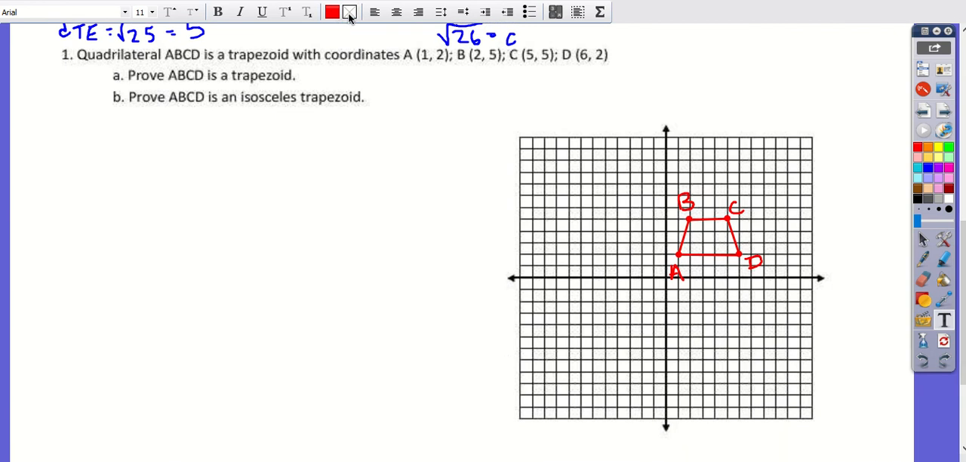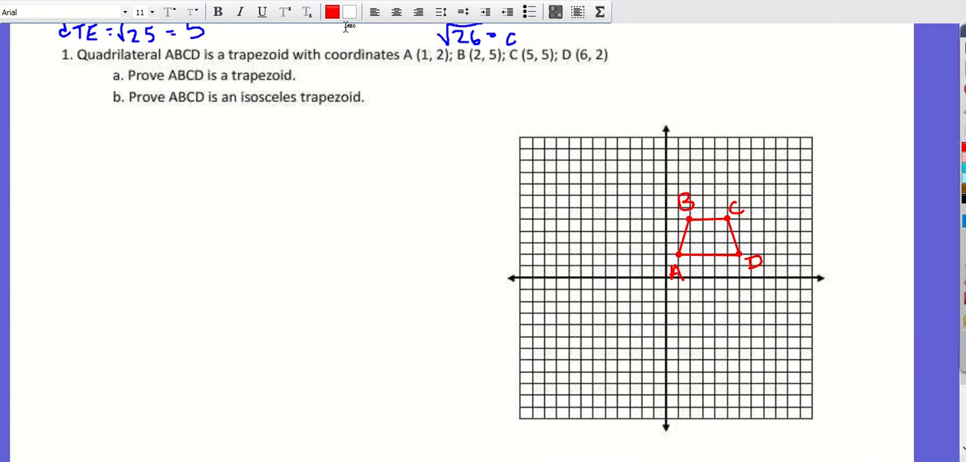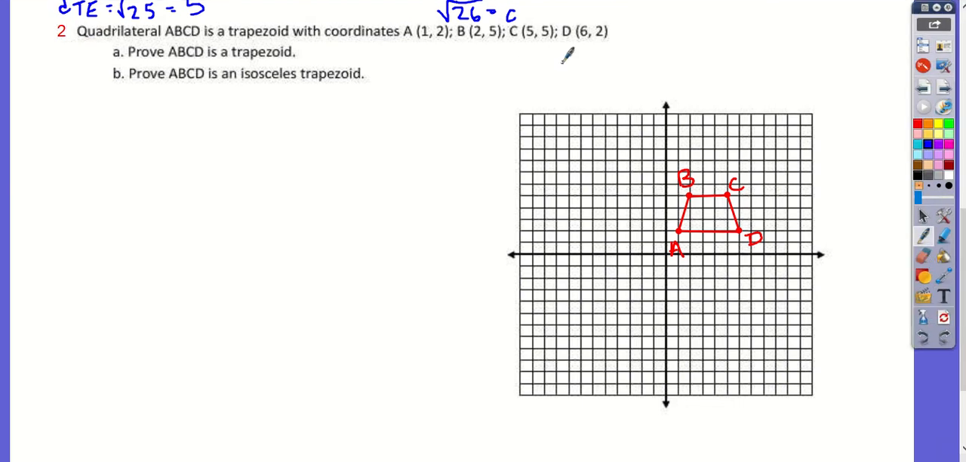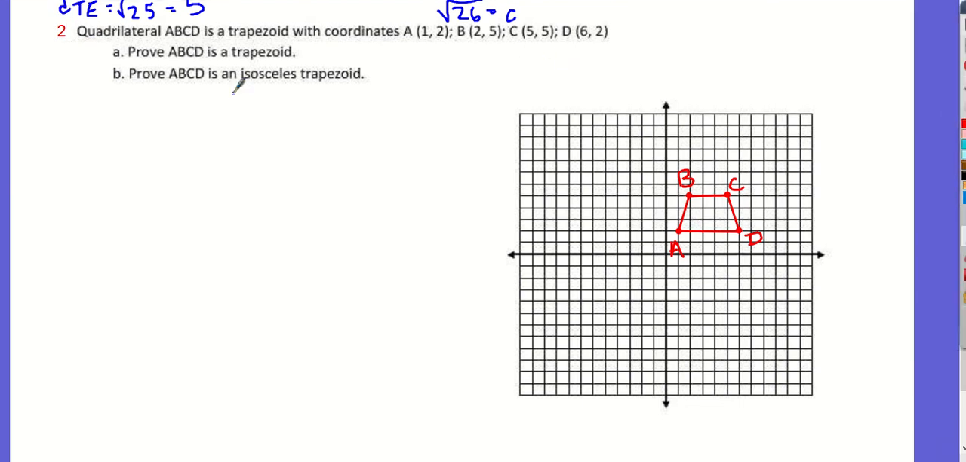Number 2. And here we go. So we have quadrilateral ABCD, which we graphed. We want to show that it is a trapezoid and that it is isosceles. So we're going to go ahead and do our slopes again. So we have our 4 lines. We have AB. Okay. We have the slope of BC, the slope of CD, and the slope of AD.